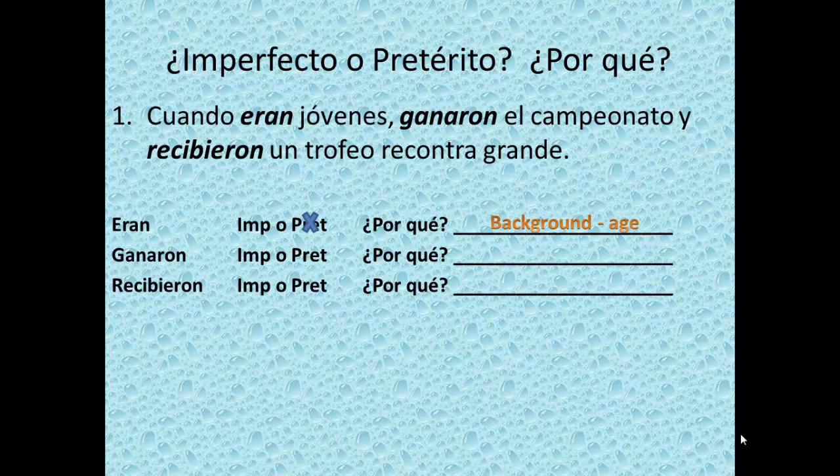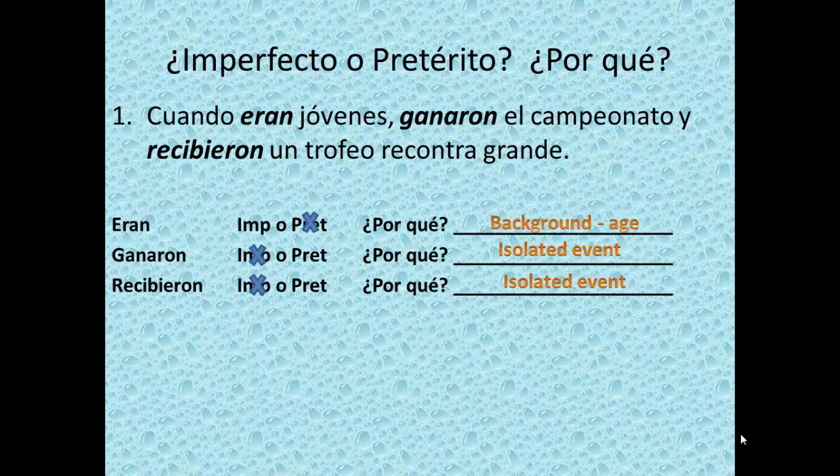So ganaron, let's see. Okay, go ahead and put down your answers. Imperfect or preterite. Y después dime por qué. So ganaron is in the preterite, we know. Why did we choose the preterite for they won the championship? That would be because it's an isolated event. It's an event that we know happened and ended at a specific time. And the same goes with recibieron. Okay, it is in the preterite. Why? Same thing. It is an isolated event. It started, it's over, boom, it's done.